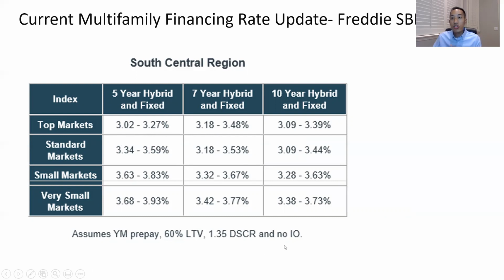But then as soon as you start adding on, all right, I want step down prepayment, and I also want 3 years of interest only, you're going to move up closer to this top end of the range. And so that's how Freddie is going to price their deals.